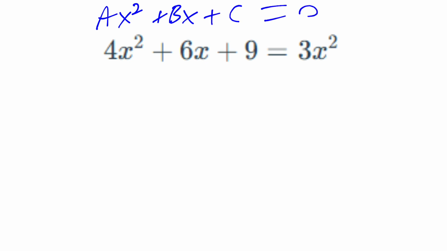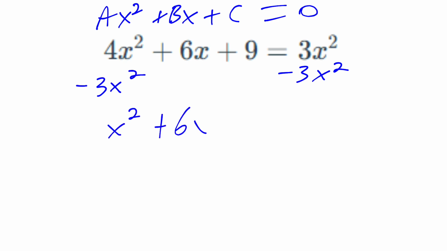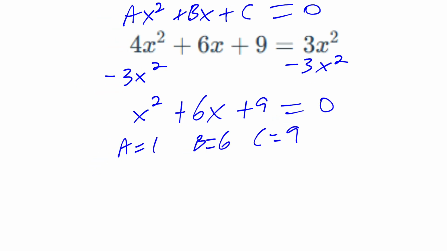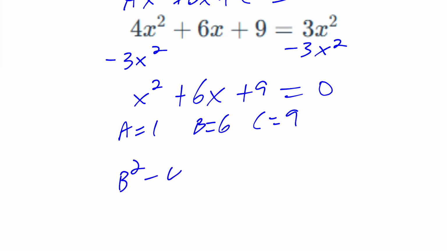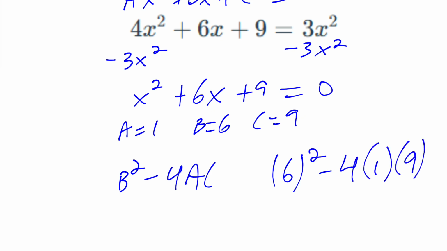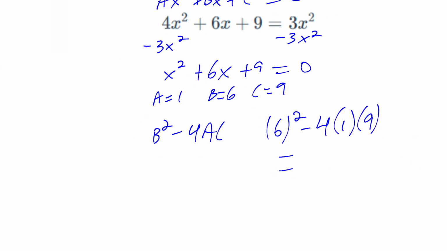If it was, it would look like this. So we have to actually move this 3x squared over. And once we do that, now we are in standard form. So a is 1, b is 6, c is 9. If we plug this into b squared minus 4ac, that's the same thing as 6 squared minus 4 times 1 times 9. If we plug that into our calculator exactly as written, you get 0.